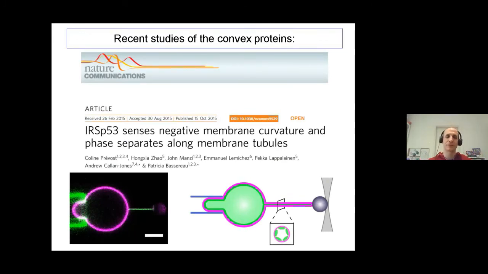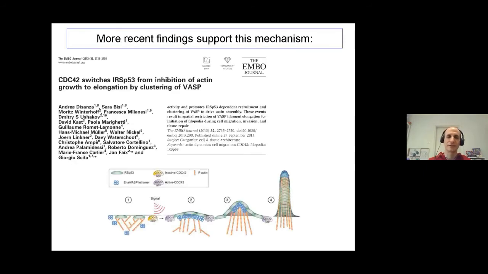More recent experiments found that indeed these proteins, this RSP53, for example, does sense curvature and can adsorb depending on the curvature of the membrane. And it was indeed shown that by aggregating and recruiting actin, it can give rise to the formation of these protrusions. And this cartoon can be exactly seen, without any molecular details, in our original paper with AJ.